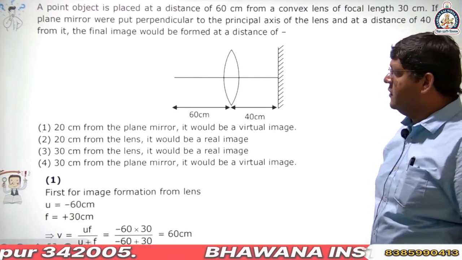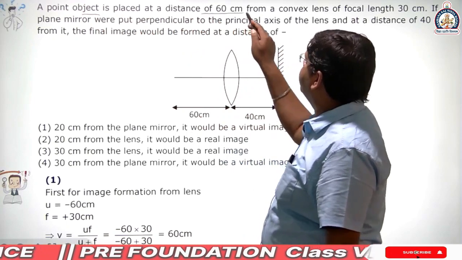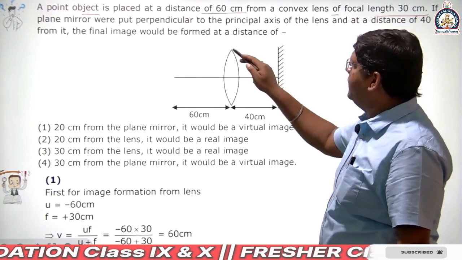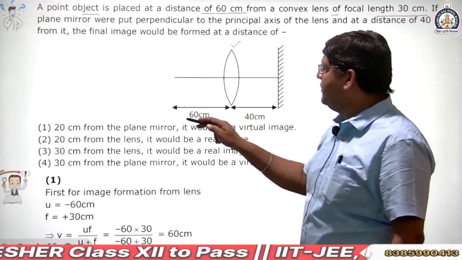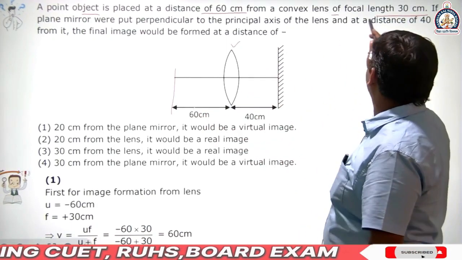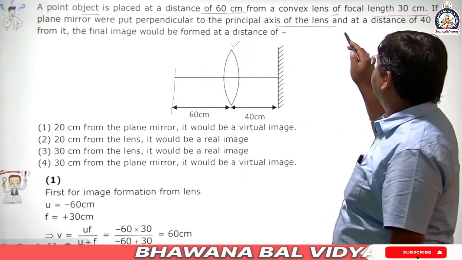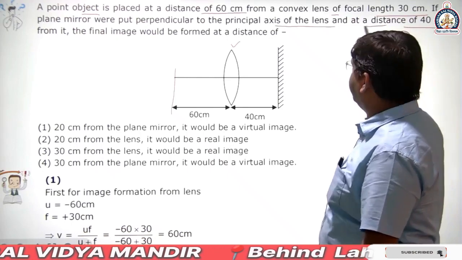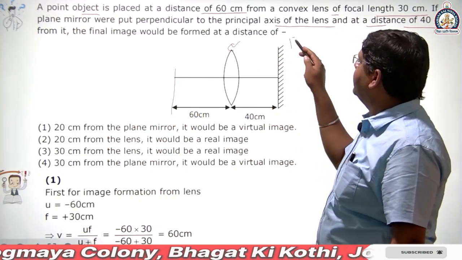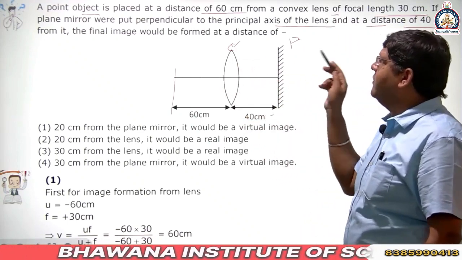Moving to the next part, this is related to ray optics. A point object is placed at a distance of 60 cm from a convex lens of focal length 30 cm. We are provided with a convex lens, and the object is placed at this position, 60 cm from the convex lens having focal length 30. If a plane mirror were put perpendicular to the principal axis of the lens at a distance of 40 cm from it, then the final image will be formed at a distance of.